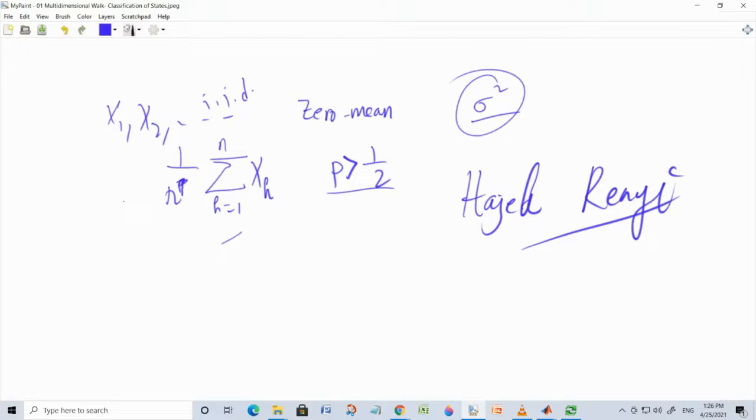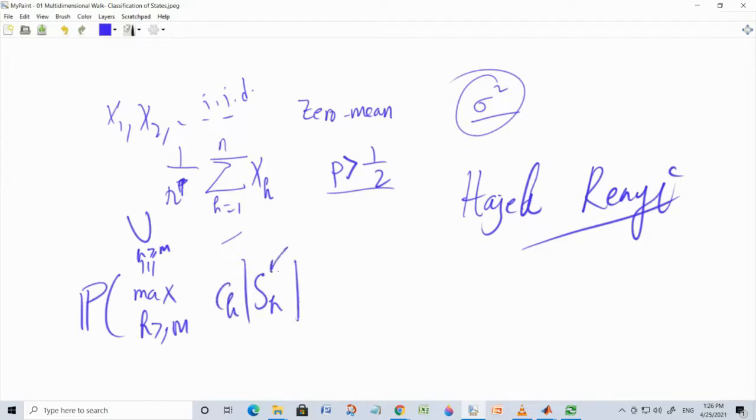So again, the strong law of large numbers was derived on the basis of the Kolmogorov strong law of large numbers, which was derived using the Hájek-Rényi inequality. As a reminder, I will write it in the general form. It tells you that the maximum over k greater than m, which is equivalent to the union, of S_k, where S_k is the summation of X_j from j equals 1 to k, is greater than epsilon.